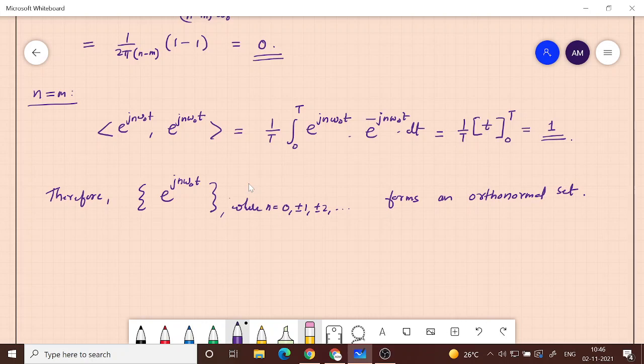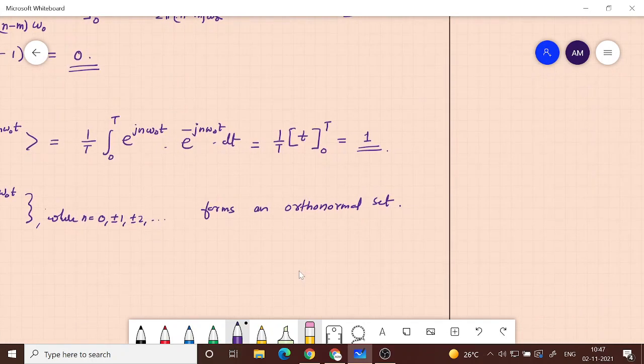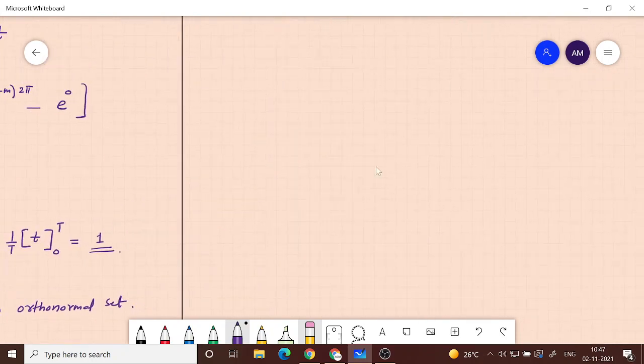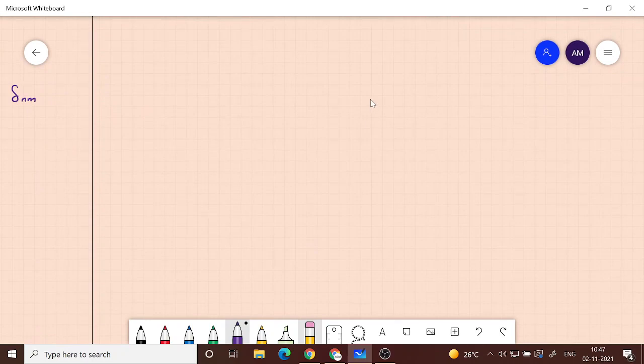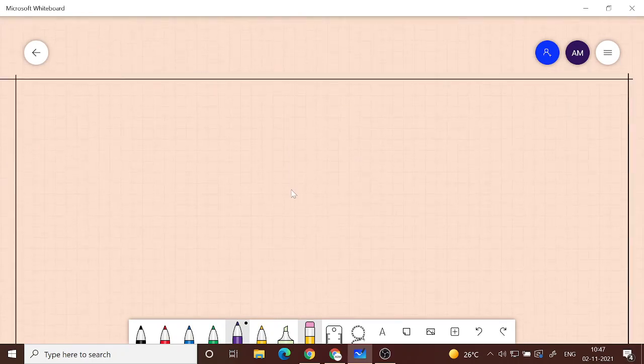So there is an advantage for an orthogonal set, and the advantage is that when you expand the function, the best coefficient that we can assign, that formula will also get simplified, because the denominator is the power of the signal, and if the power is unity, we don't have anything to divide by. So now coming back to our problem.